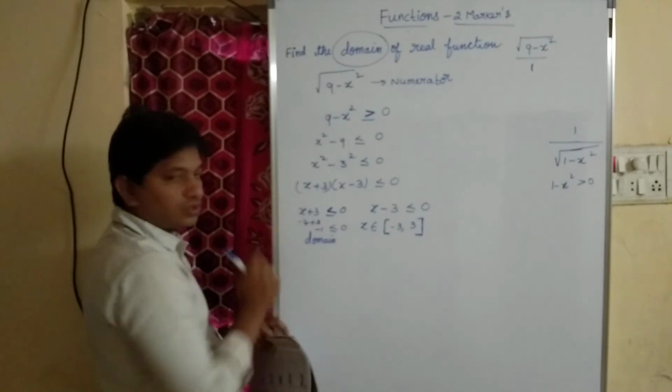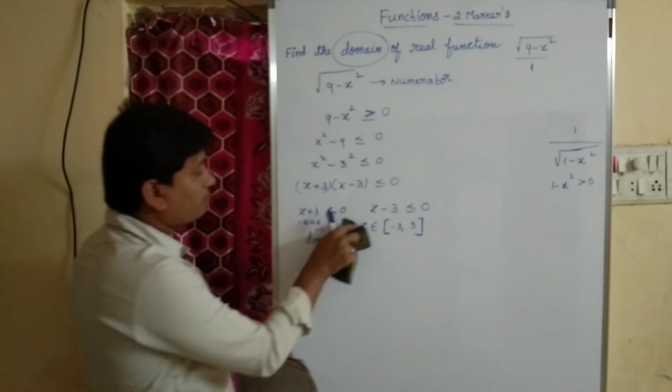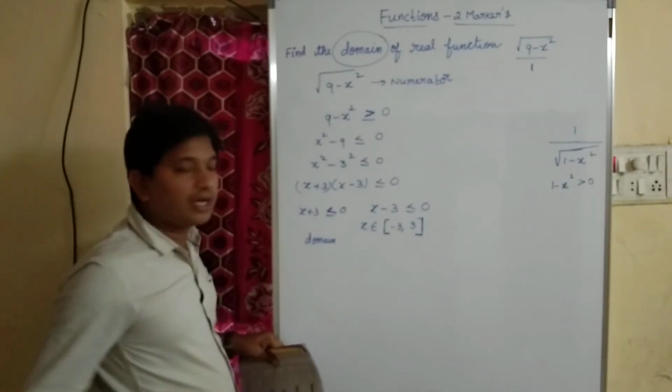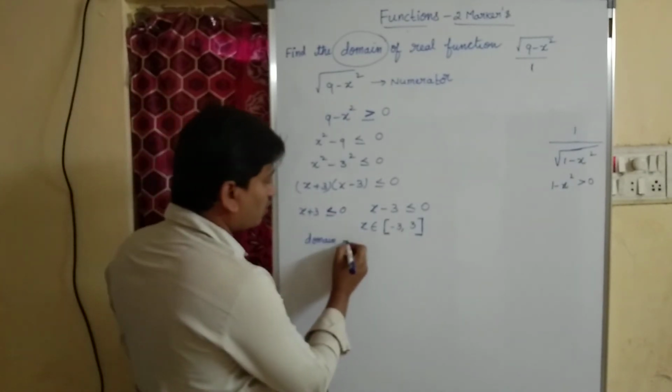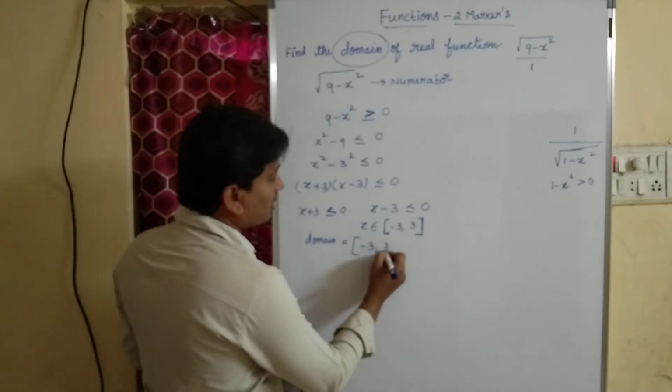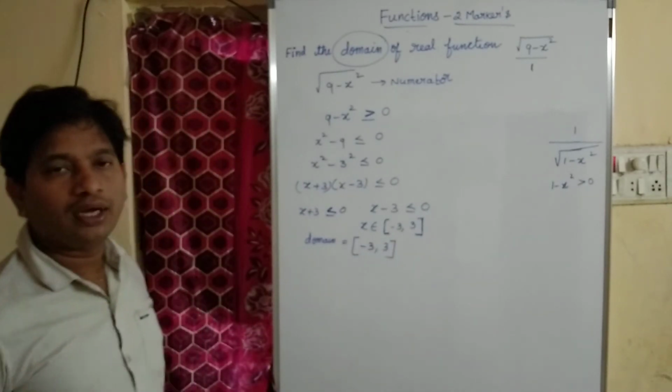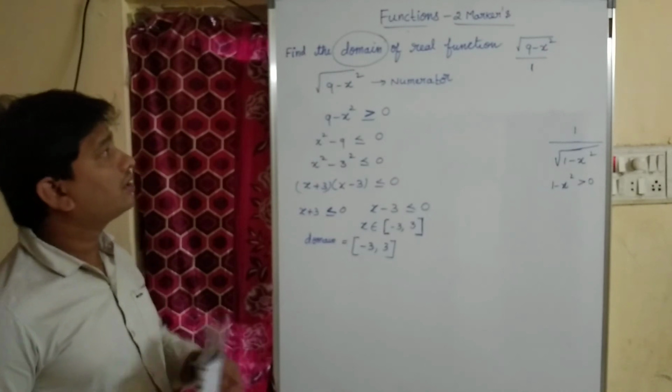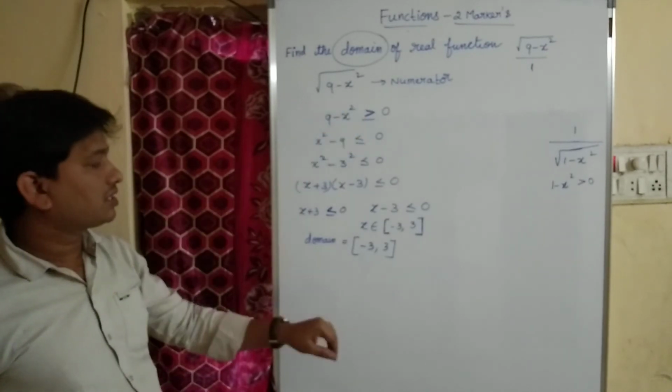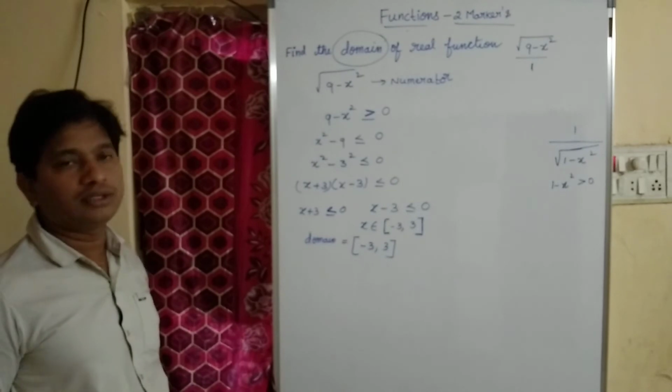So always x should be between minus 3 and plus 3. Its domain is what? Domain must be (-3, 3). Okay? Children, did you understand what is the domain of the real function root over 9 minus x square, which is equal to (-3, 3)?